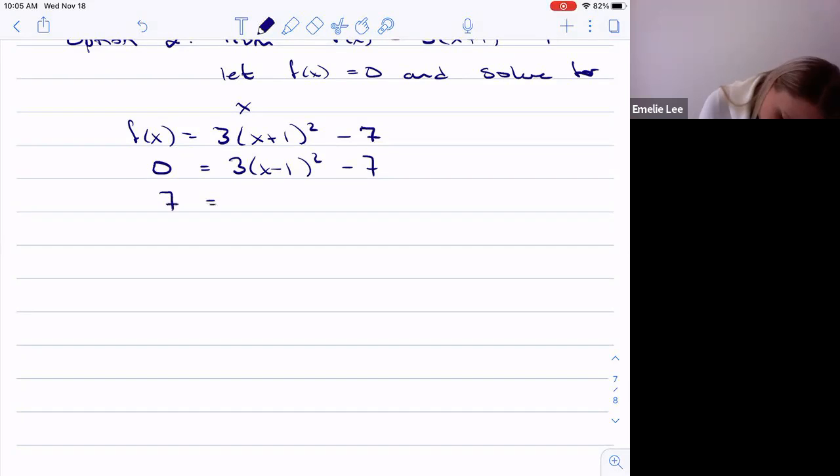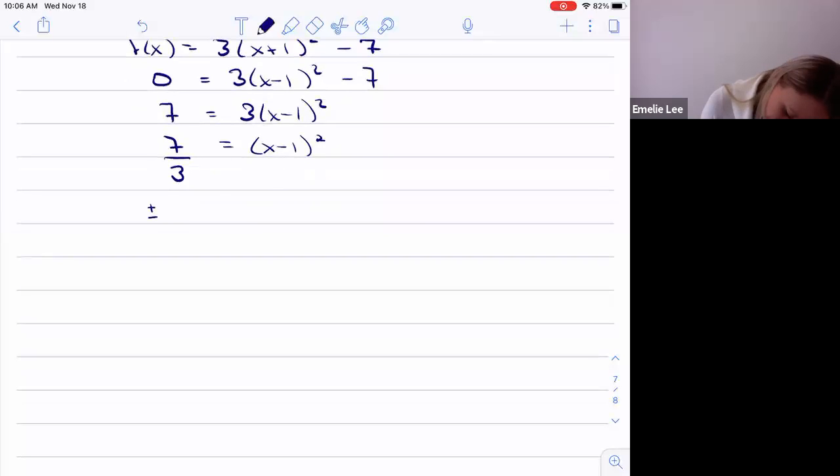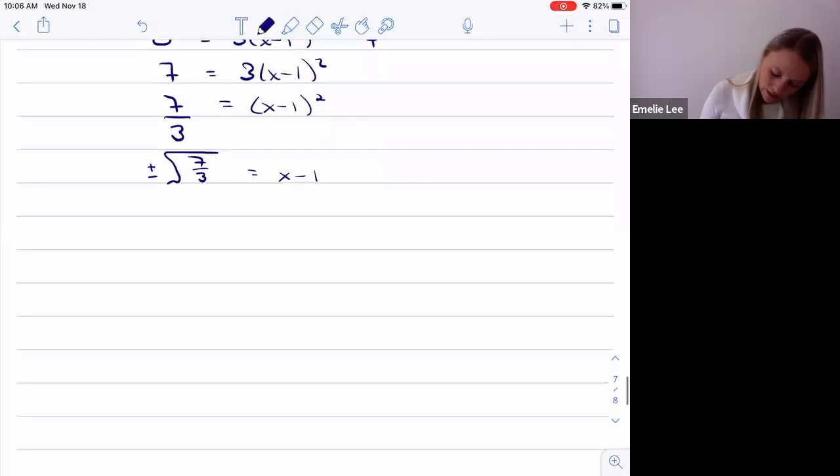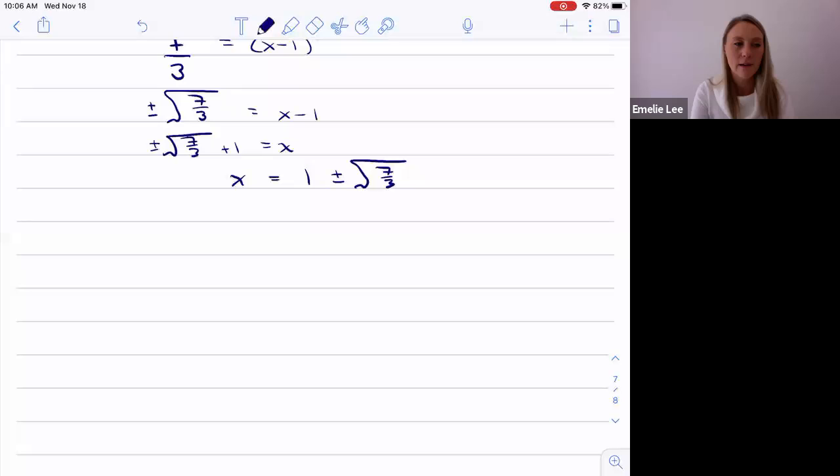So we get 7 is 3 times x minus 1 squared. 7 divided by 3 is x minus 1 squared. So the plus minus square root of 7 over 3 is x minus 1. So then we get plus 1, which I'm actually going to put out front here just to make it look a little bit nicer. So then I have the plus minus root of 7 over 3. But then when I rewrite it, I'm going to have x is 1 plus minus 7 over root 3. Okay.